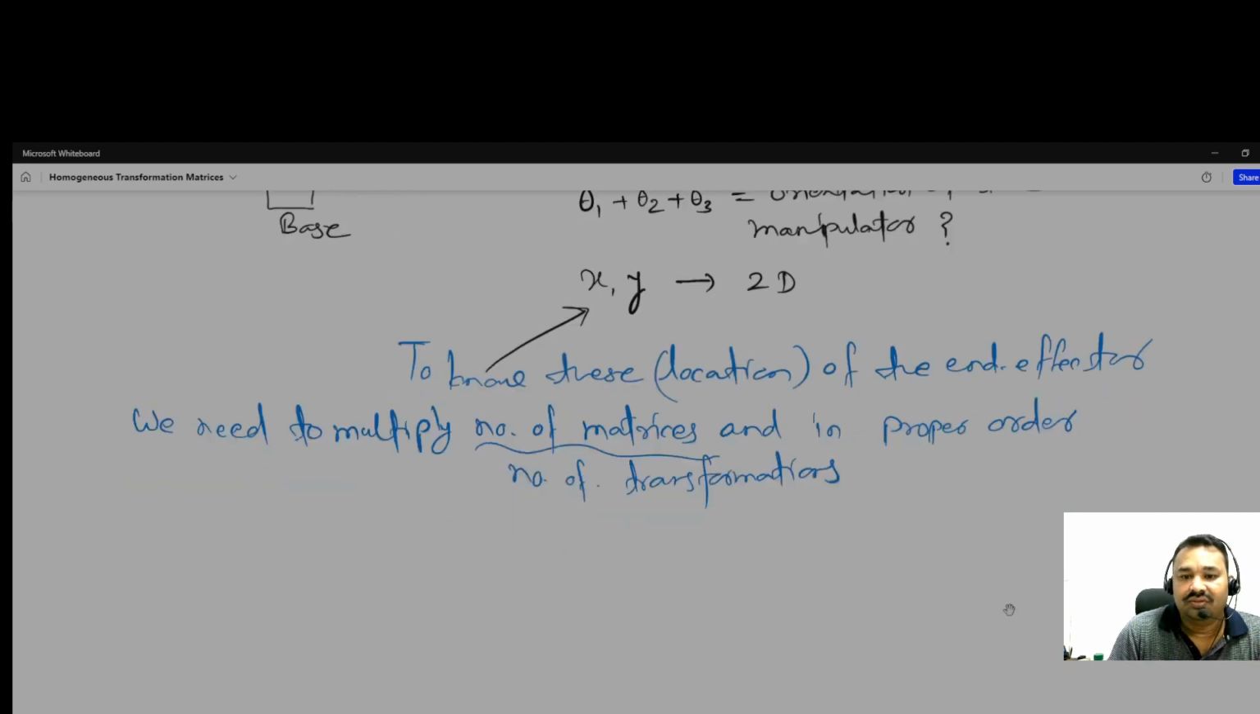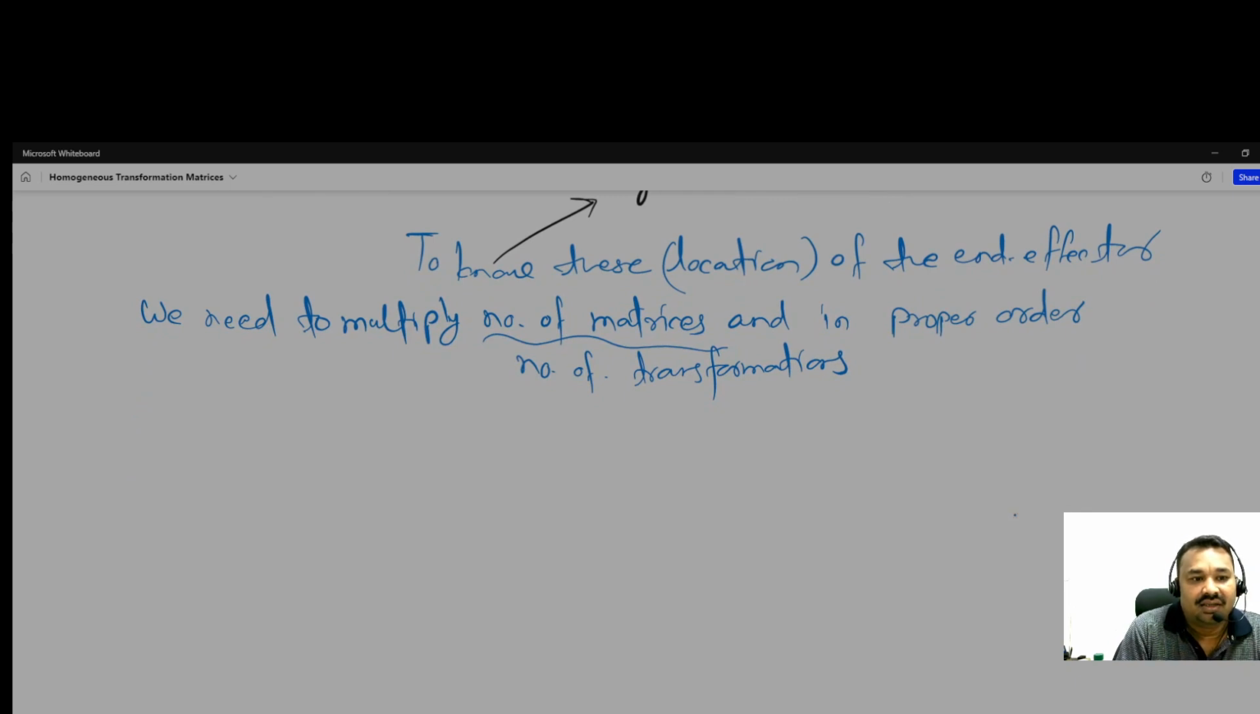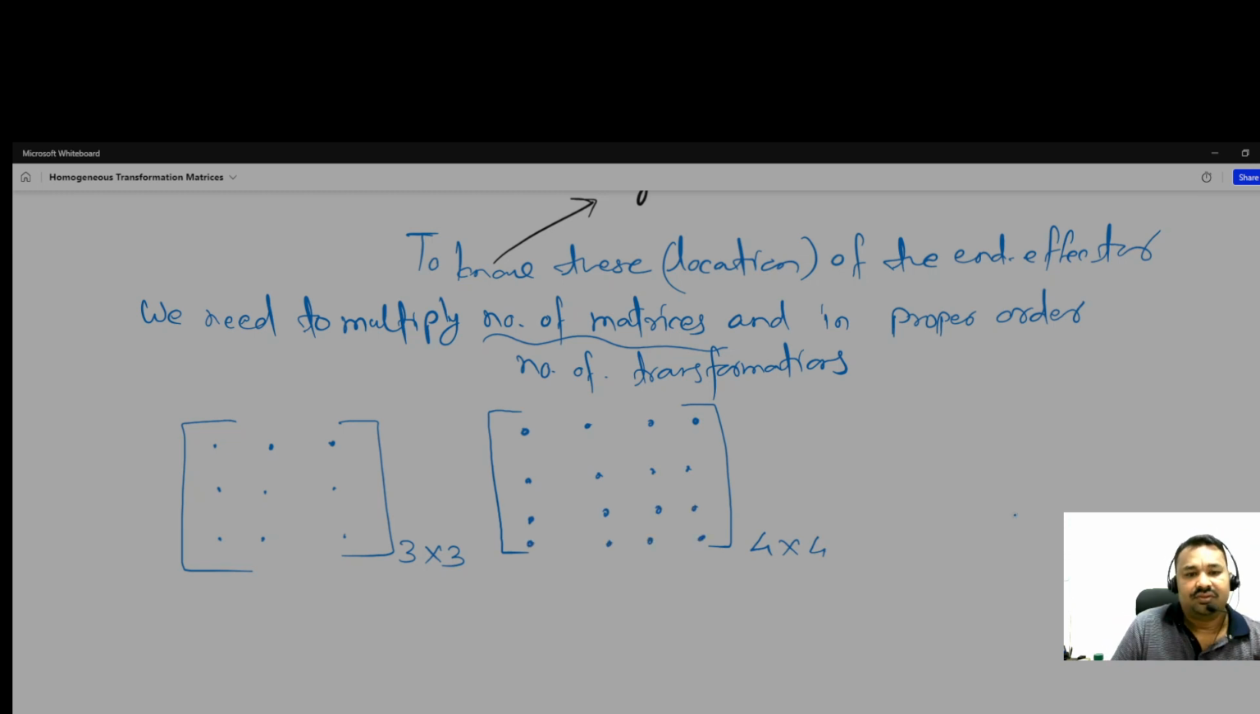Okay, so suppose we have two matrices. This one is of 3 by 3 and one more matrix has dimension 4 by 4. Okay, so how to multiply matrices? We know how to multiply matrices.